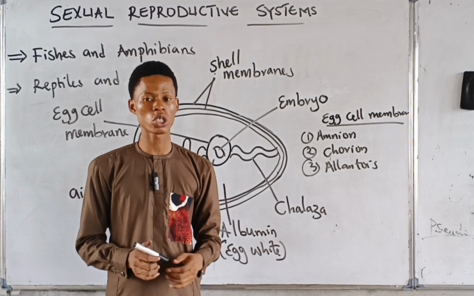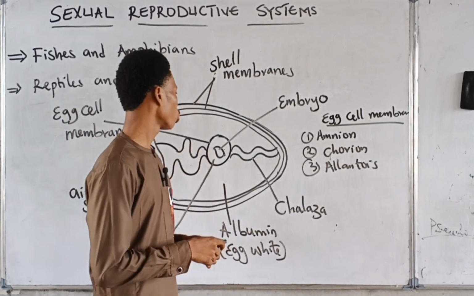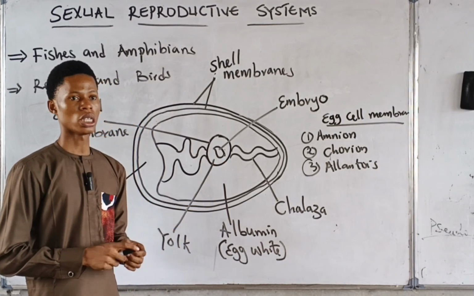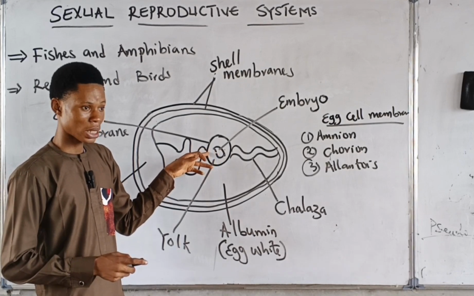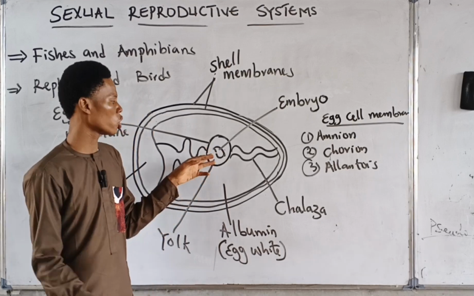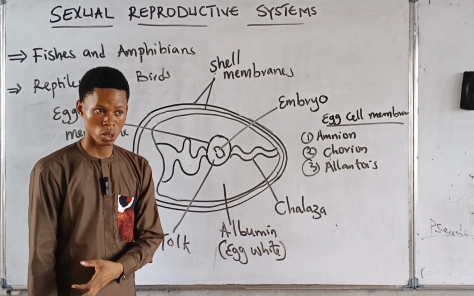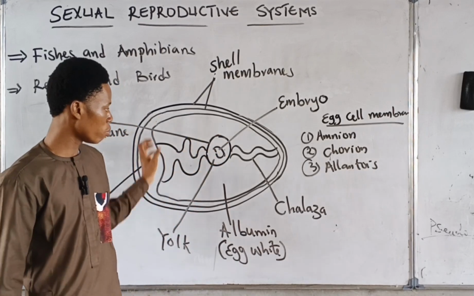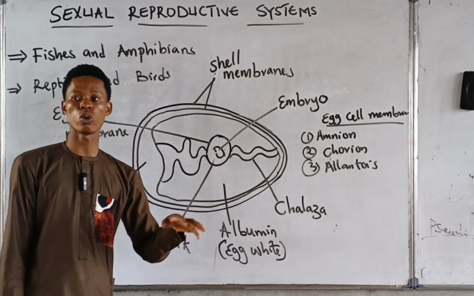The next thing is chorion. What's the function of the chorion? Chorion controls the permeability of gases, right? In essence, it helps in gaseous exchange in this place, because the developing embryo needs oxygen and carbon dioxide needs to go out. So this chorion helps in the permeability, regulating the gas coming in and the gas going out.